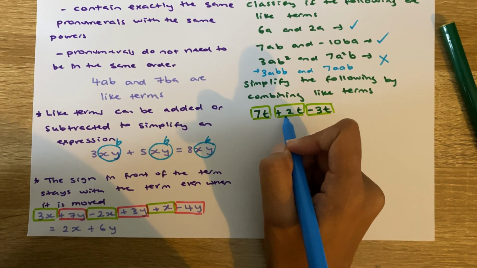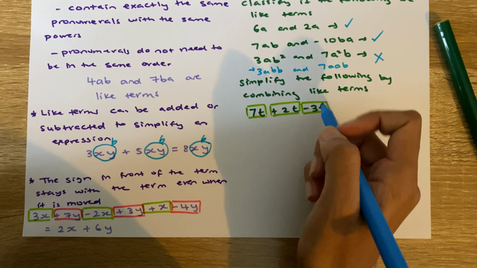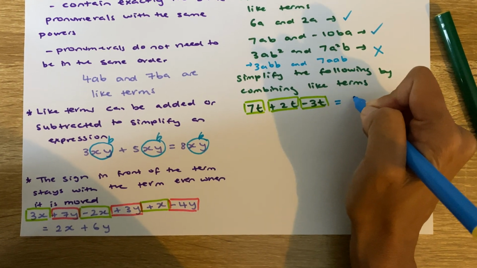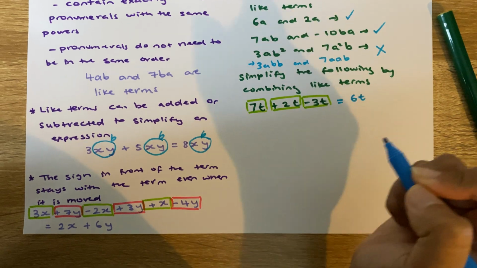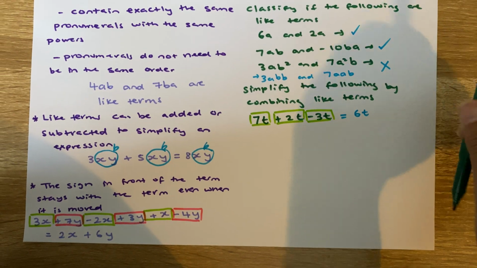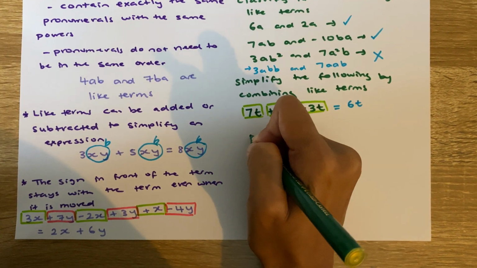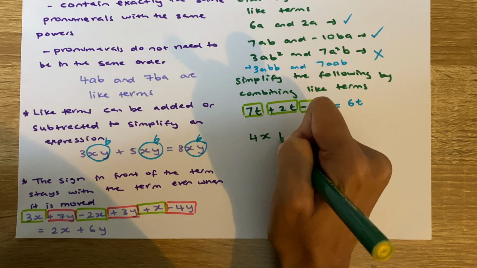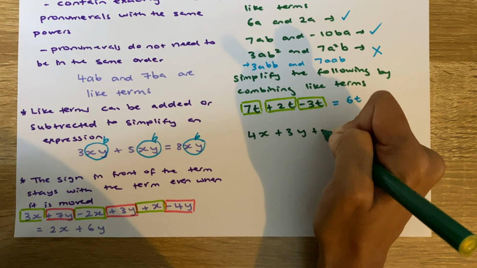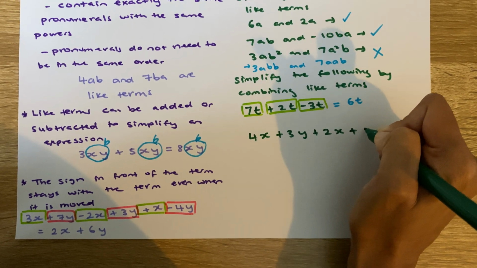So 7 plus 2 is 9. 9 take away 3 is 6. So this over here is going to equal 6t. Moving on to something that's a little bit more tricky than that. So 4x plus 3y plus 2x plus 7y.